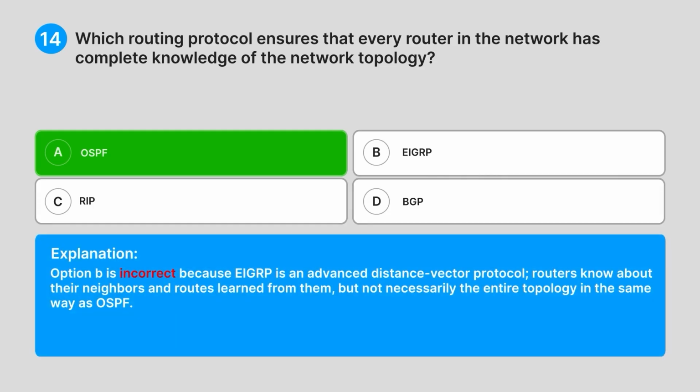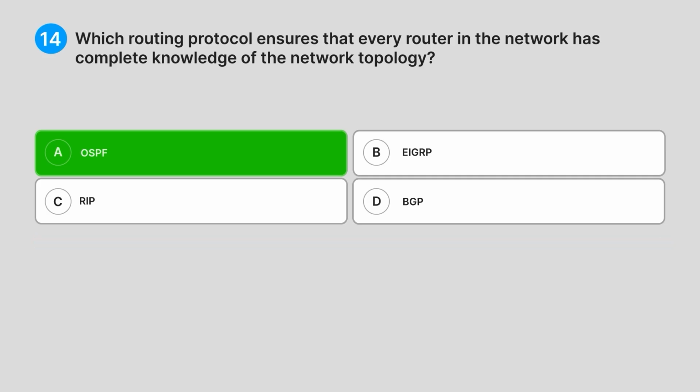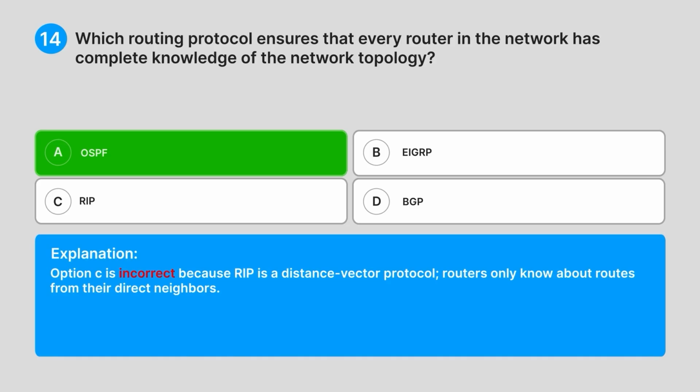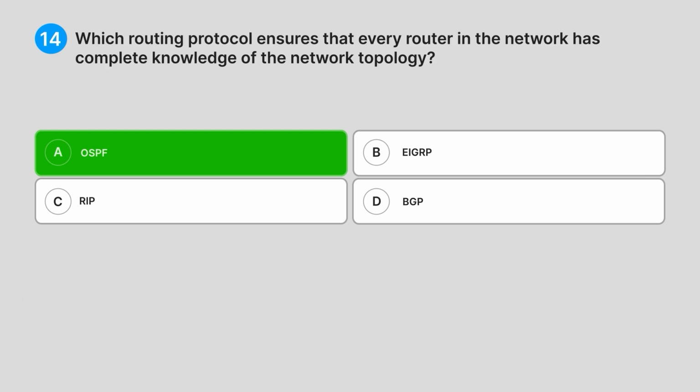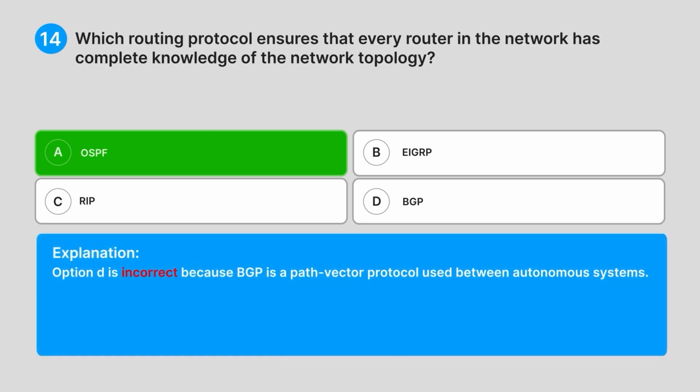Option B is incorrect because EIGRP is an advanced distance vector protocol. Routers know about their neighbours and routes learned from them, but not necessarily the entire topology in the same way as OSPF. Option C is incorrect because RIP is a distance vector protocol. Routers only know about routes from their direct neighbours. Option D is incorrect because BGP is a path vector protocol used between autonomous systems.